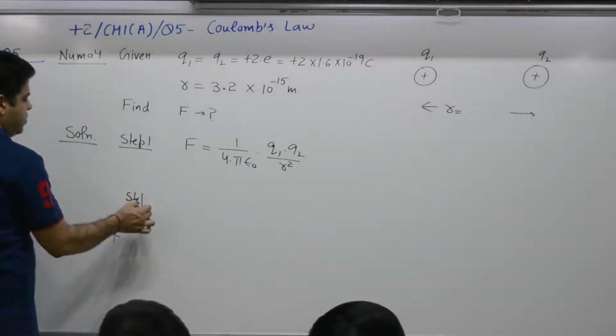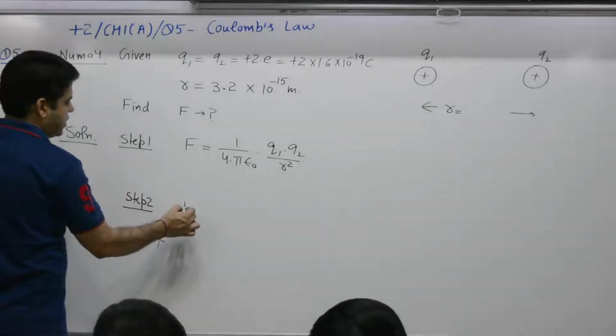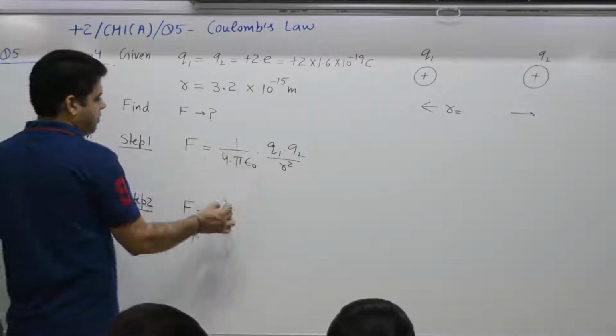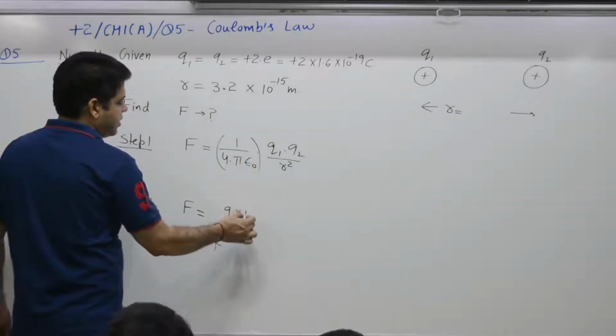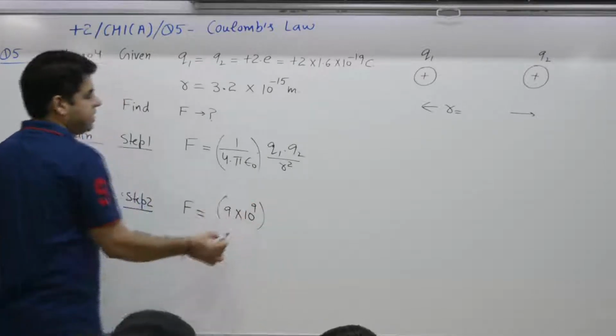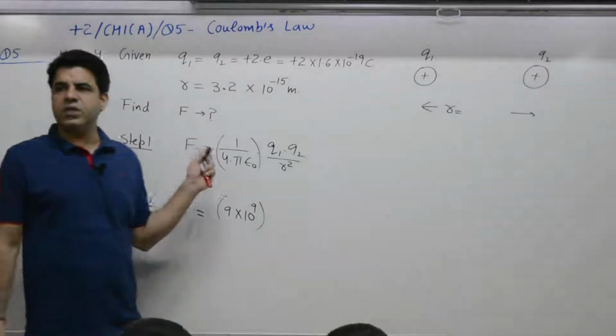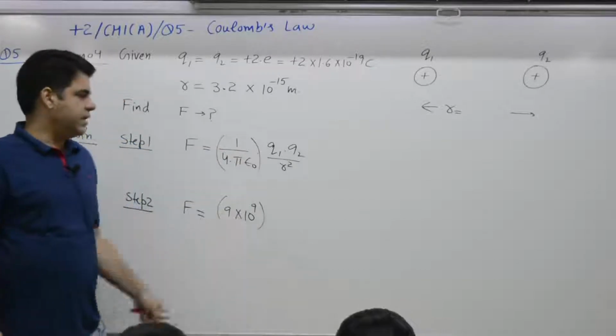Step 2. Put values for all. 1 by 4 pi epsilon naught, this value is how much? 9 into 10 to the power 9. 1 by 4 pi epsilon naught is equal to what? 9 into 10 to the power 9.